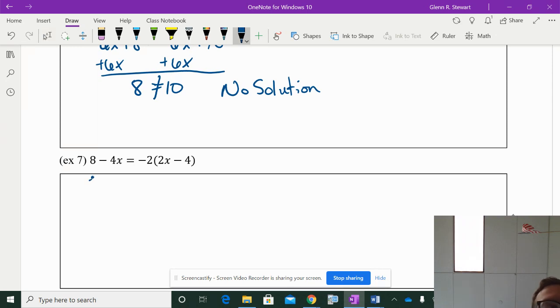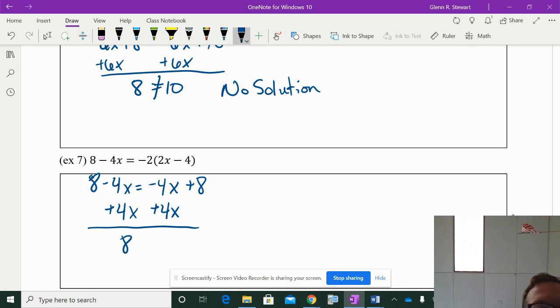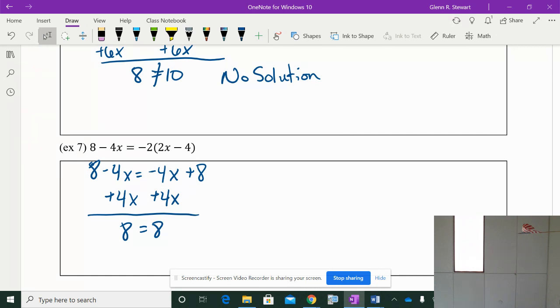Example number 7 here. I've got 8 minus 4x equals negative 4x plus 8. I'm going to add 4x to both sides. I get 8 is equal to 8. Okay. Once again, if 8 is equal to 8, because all the variables canceled out, this is what we could say as infinite solutions for our answer.